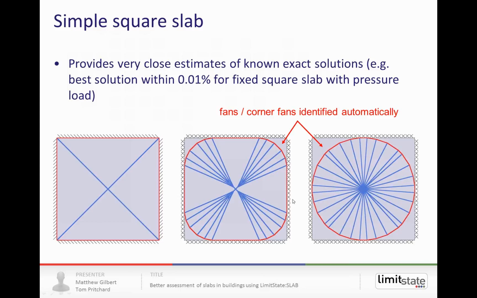And another thing to point out is that we can identify automatically features such as corner fans or corner levers very, very readily. So there's no need to manually suggest any features of the failure mechanism. The true failure mechanism will be identified automatically.